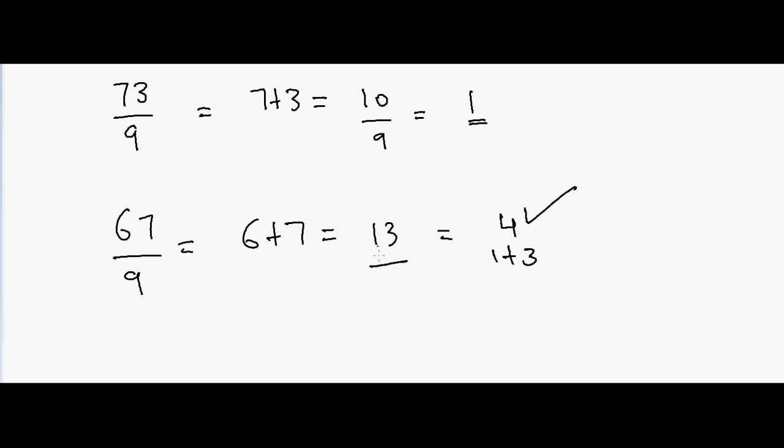Another way is to look at dividing 13 by 9, in that case you will also get 4. So your remainder, if you divide 67 by 9, should be 4.